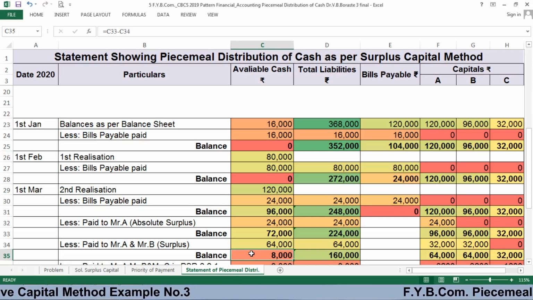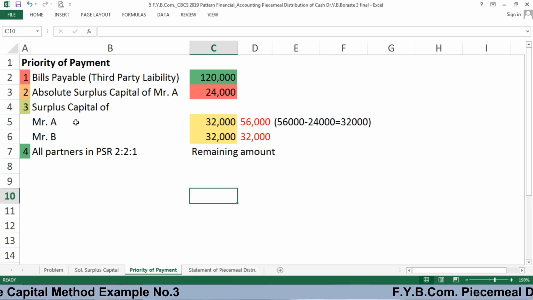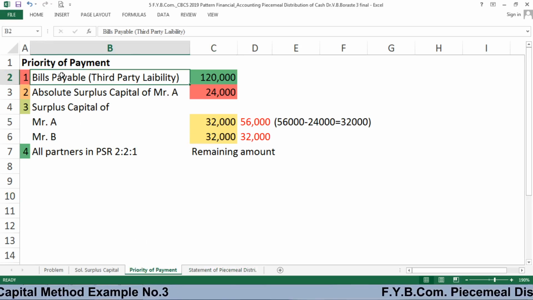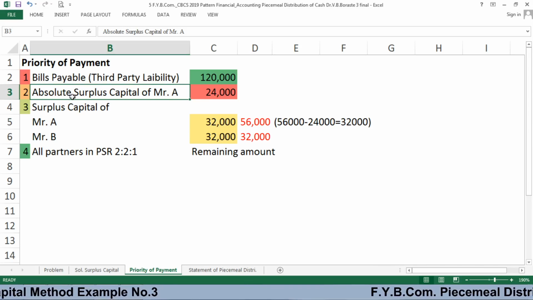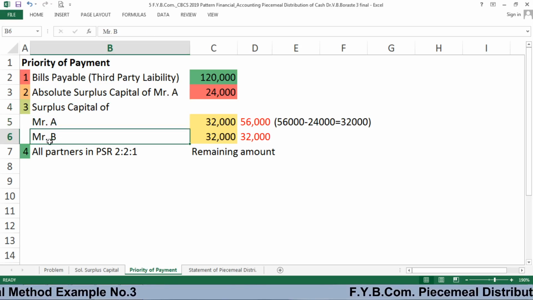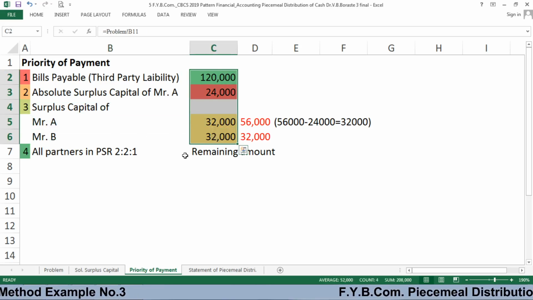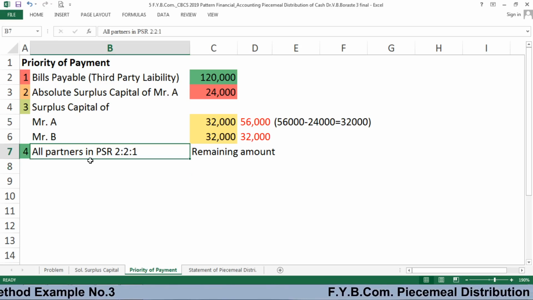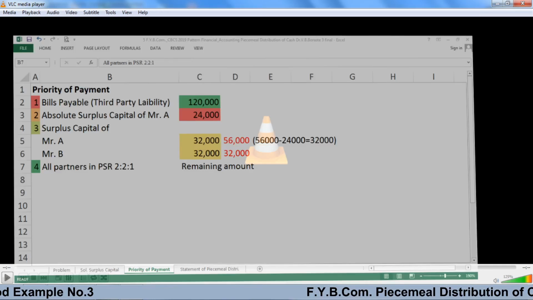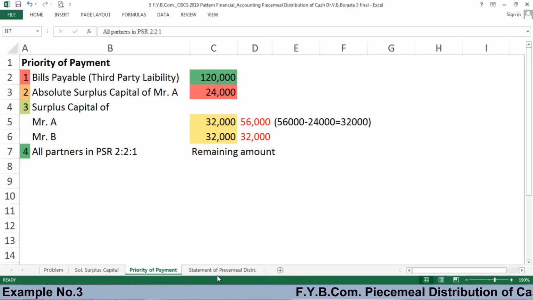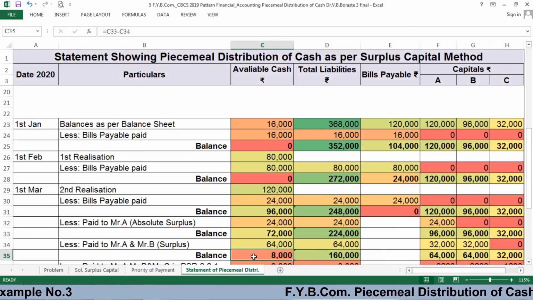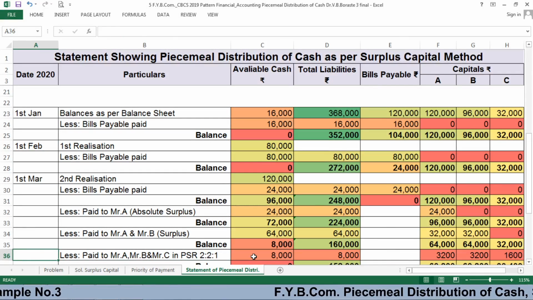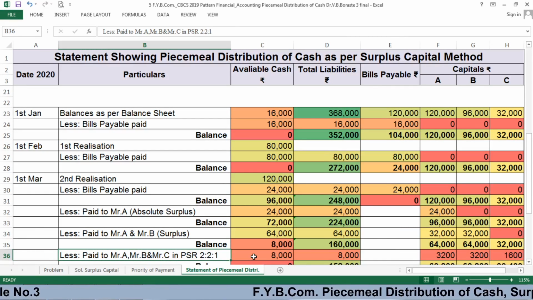That means we have an 8,000 amount. So in the next step, in the first step we paid bills payable. After that we paid surplus capital to Mr. A and B. After payment of all these amounts, we still have some amount. So we can pay all the amounts in the 2:2:1 ratio. Here we have 8,000. Now we will pay 8,000 to Mr. A, B and C in the ratio of 2:2:1.